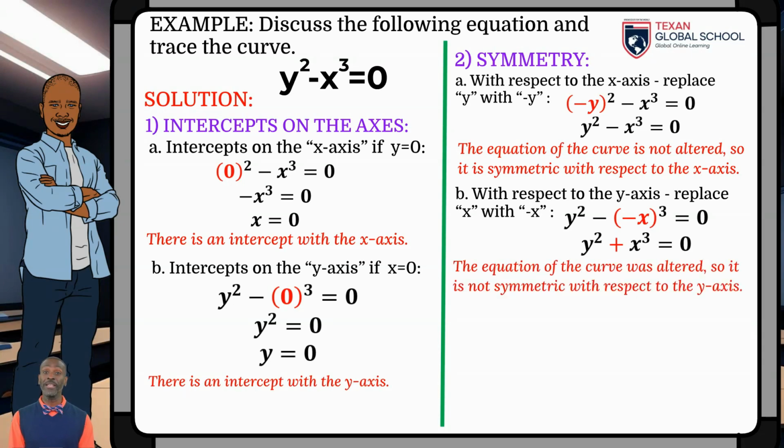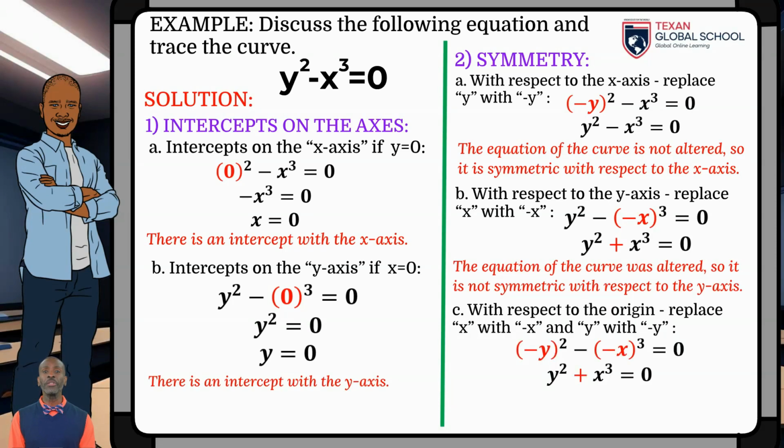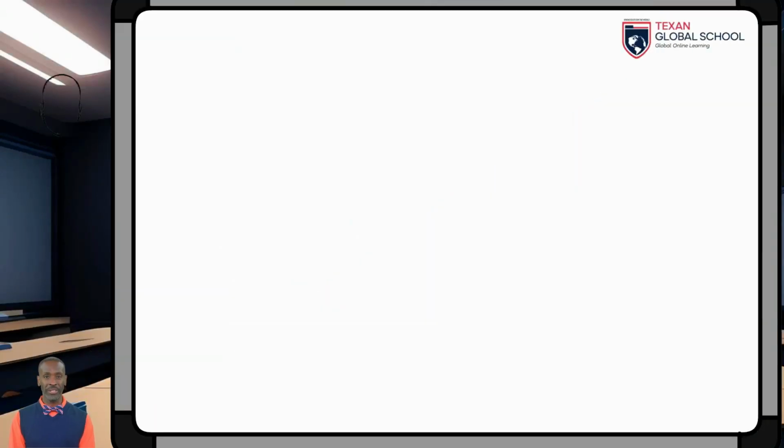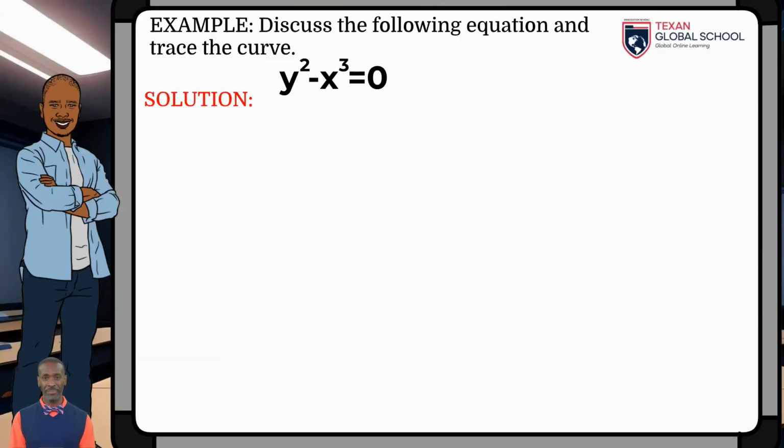Therefore, the curve is not symmetric with respect to the y-axis. And to determine if there is symmetry with respect to the origin, substitute at the same time x for negative x and y for negative y. In this case, the equation was altered, so the curve is not symmetric with respect to the origin.